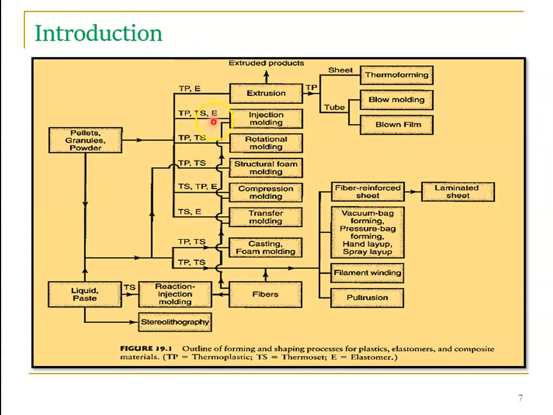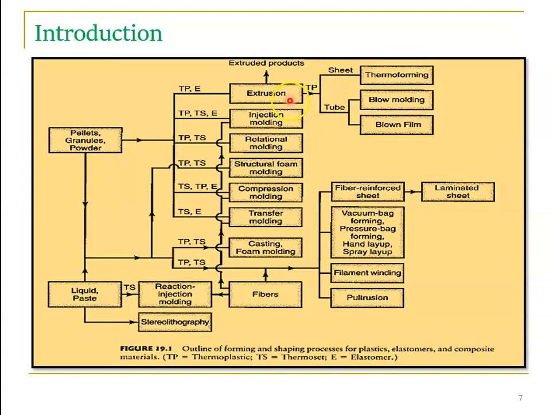Thermosetting can be processed by injection molding as well as rotational, structural, and compression molding. For elastomers you can use extrusion, injection molding, and then compression molding. Casting can also be used for thermoplastic as well as thermosetting. If it is an extrusion process and you want a sheet, you go with thermoforming.